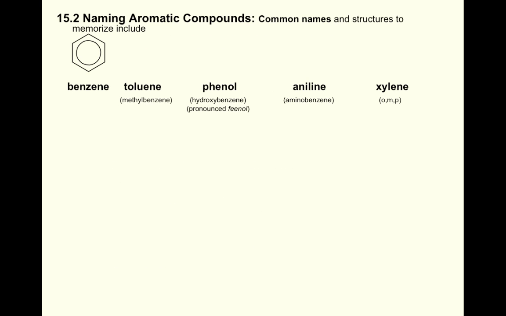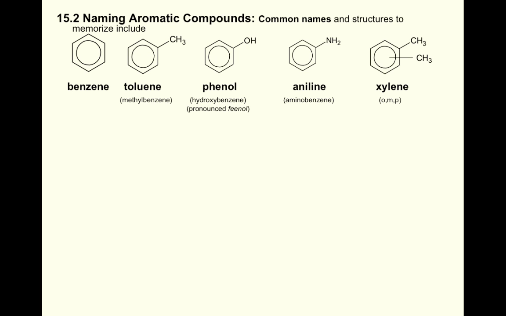To start off with naming aromatic compounds, you'll be given some common names and structures to memorize. The first one being benzene. We've already seen that one. Toluene is when we have a CH3 group on there. Phenol is when we have an OH group on our ring. Aniline is when we have an NH2 on our ring. And xylene is actually a combination of two CH3 groups. It's not the same as toluene.